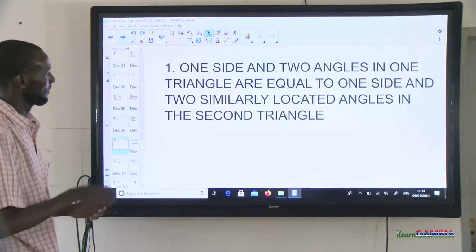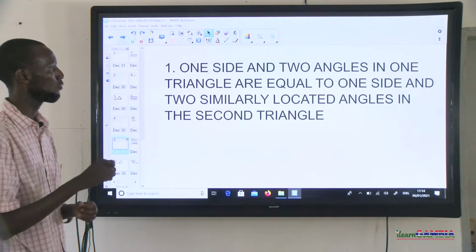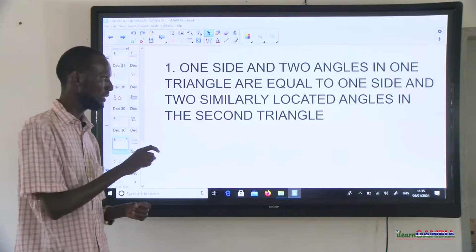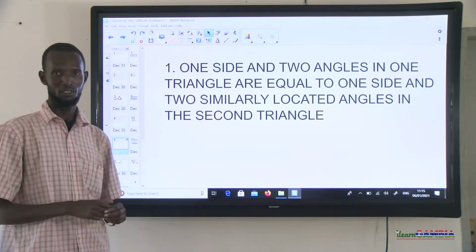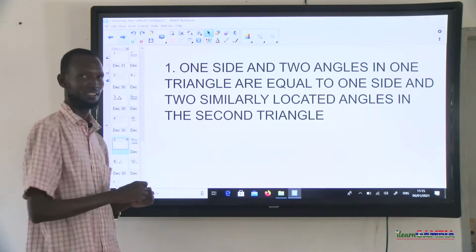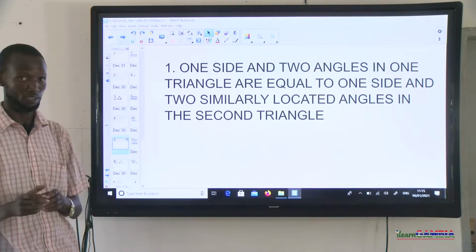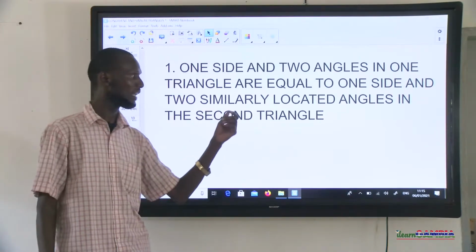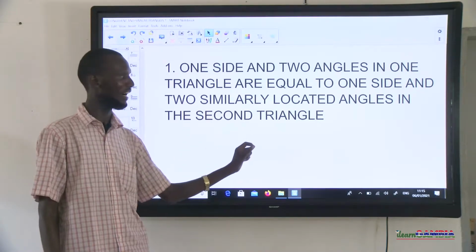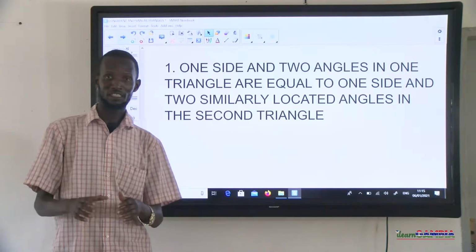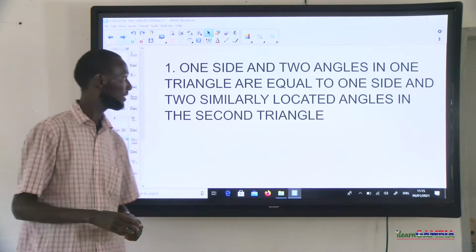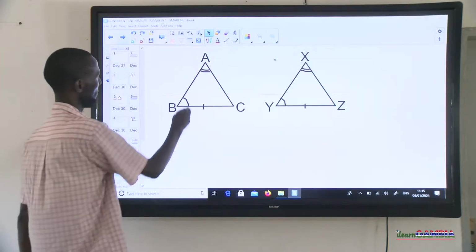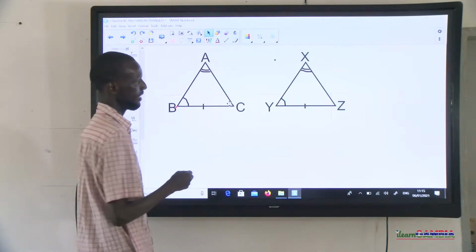Now the first one we have is: one side and two angles in one triangle are equal to one side and two similarly located angles in the second triangle. So if this condition is met, then those two triangles are congruent. That is, if one side and two angles in one triangle are equal to one side and two similarly located angles in the second triangle, then we can say that those two triangles are congruent. And let's look at that in a diagram. Let's look at triangle ABC here, and triangle XYZ.